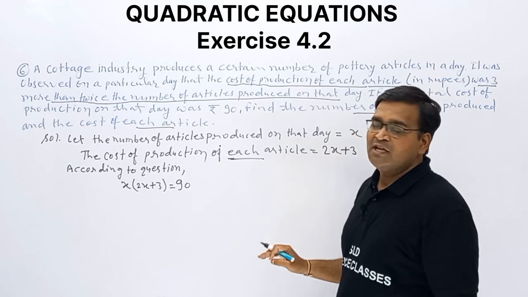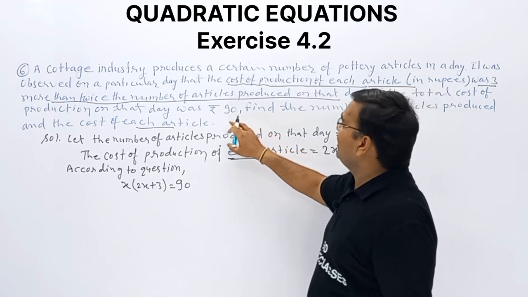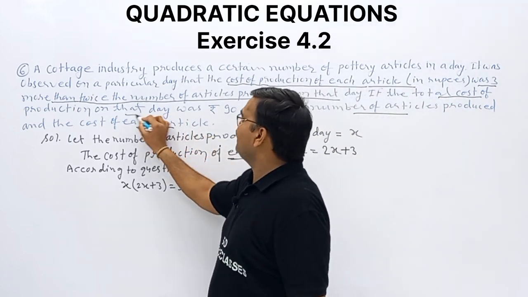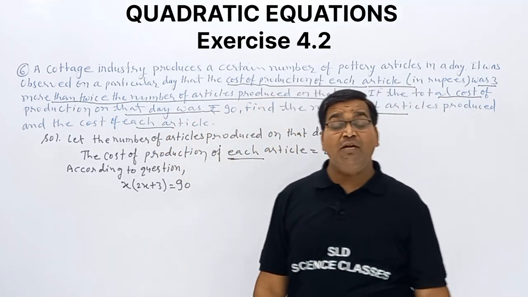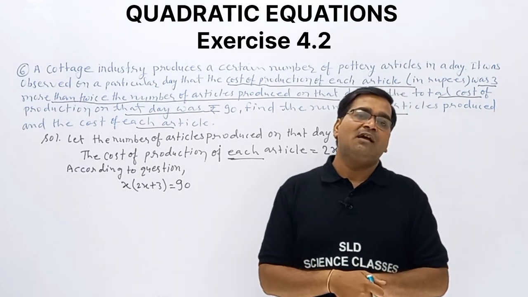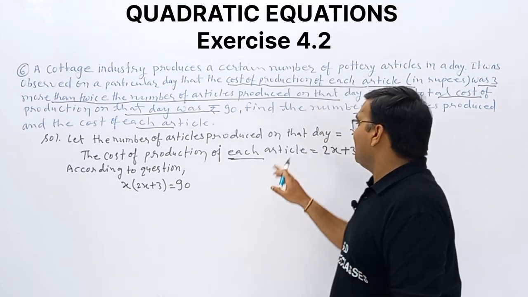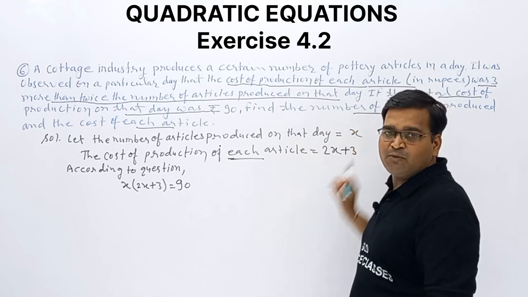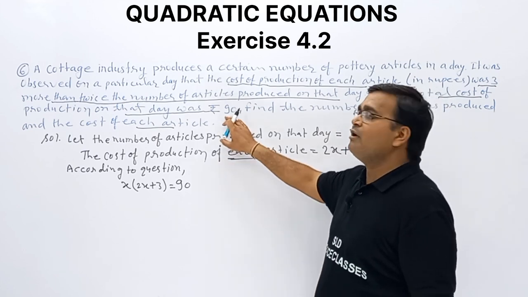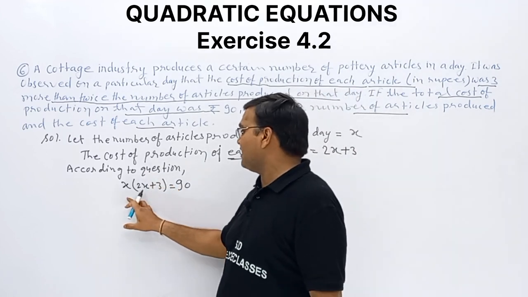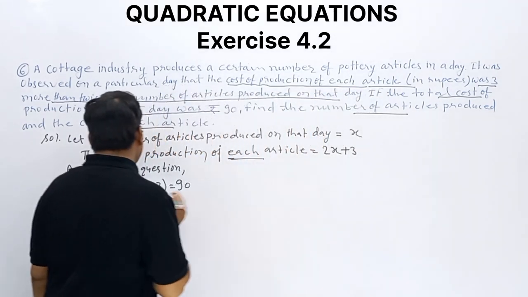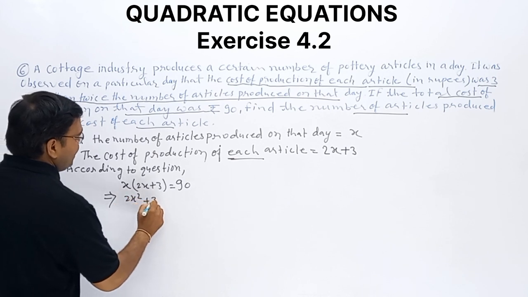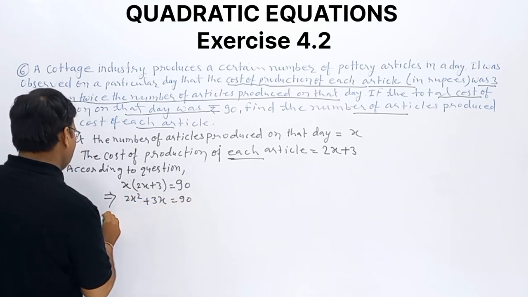And in the next part, what is given: if the total cost of that day was 90 rupees. Total cost means one article's cost and total articles, we multiply both, and that is equal to 90 rupees. So according to the question we can write this and solve this equation. Now it is a simple equation. This will be 2x square plus 3x equal to 90.